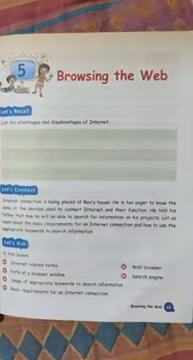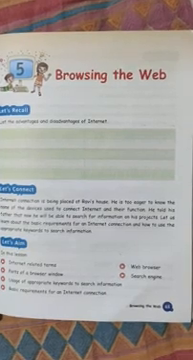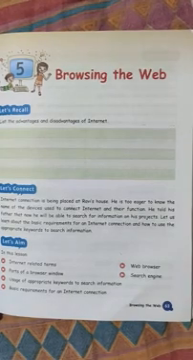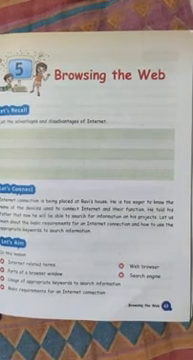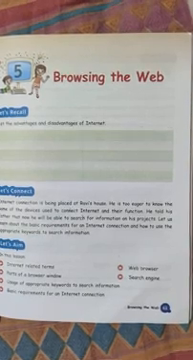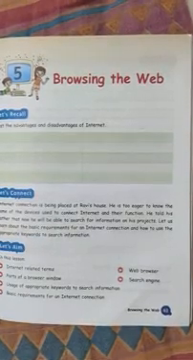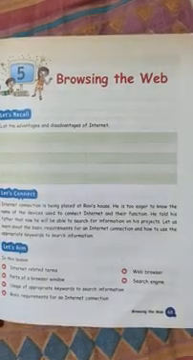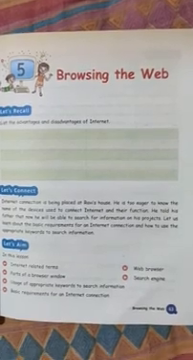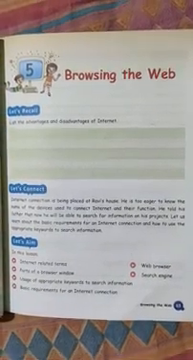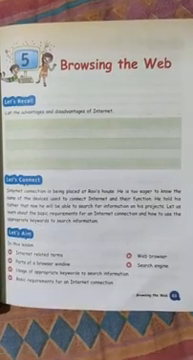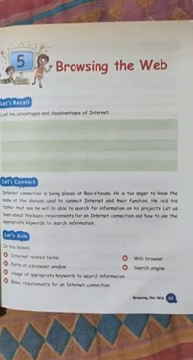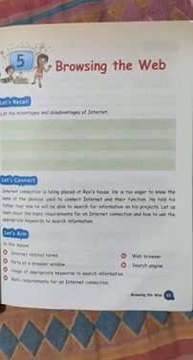Today we learn chapter number 5, browsing the web. Firstly, I want to tell about the web. Web is the World Wide Web, WWW, commonly known as the web. It is an information system where documents and the web resources are identified by URL. Now in this chapter we learn about internet related terms, parts of a browser window, web browser, search engine, uses of appropriate keywords to search information, basic requirements for the internet connection.